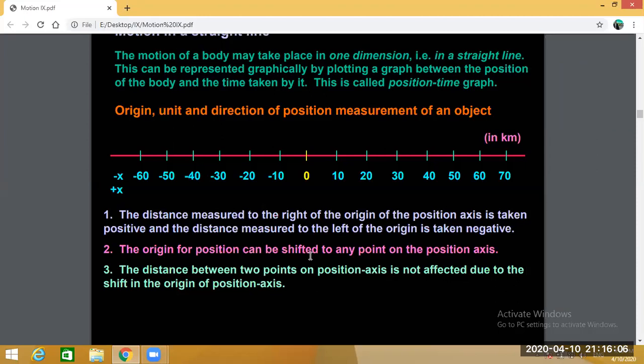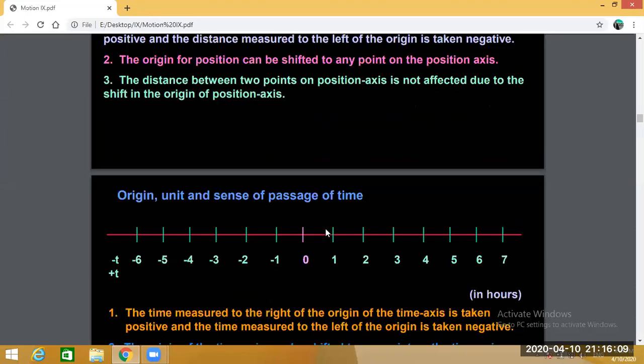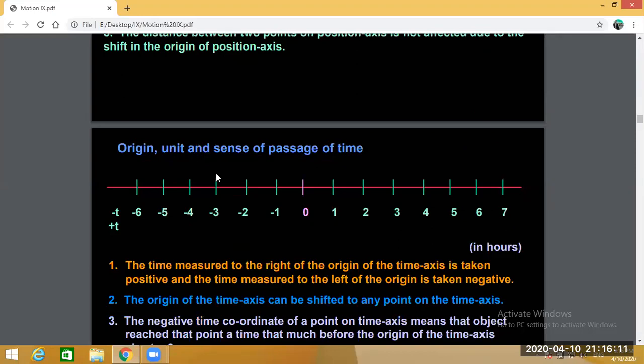Next, now try to understand origin, unit, and sense of passage of time. With these things to be learned well. At origin, distance or displacement as well as time, both are taken to be 0. Now time measured to the right of the origin of the time axis is taken to be positive, and time measured to the left of the origin is taken to be negative.